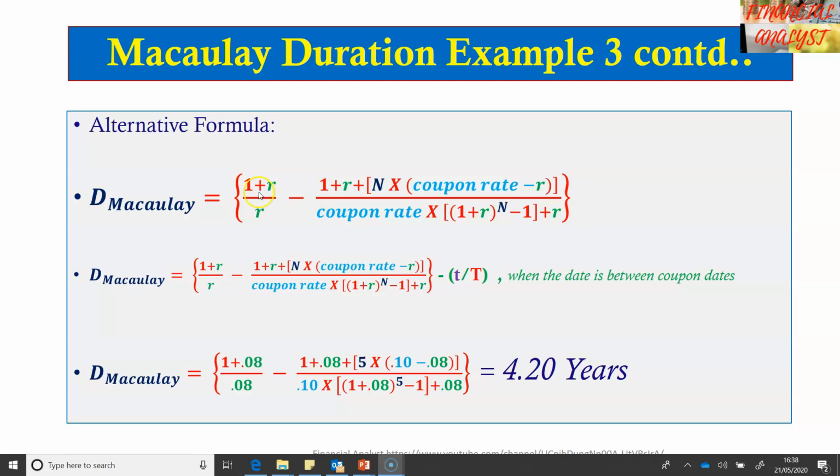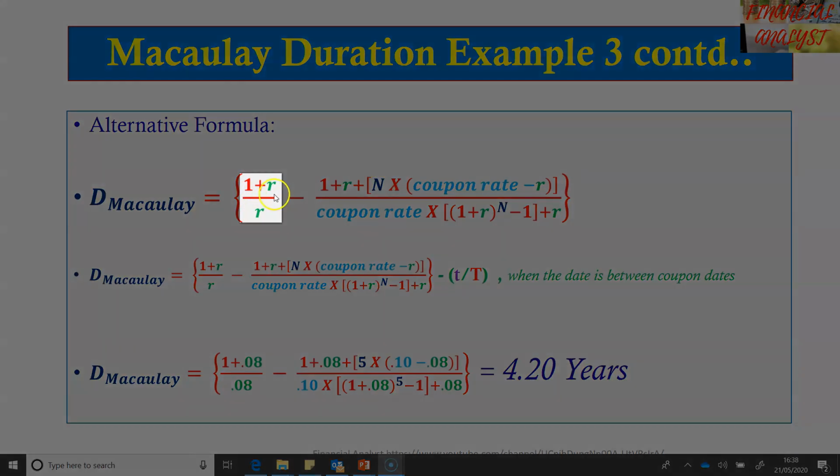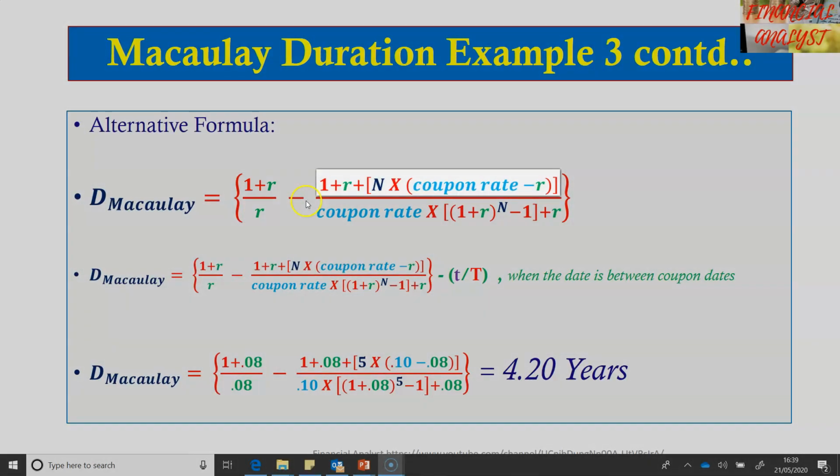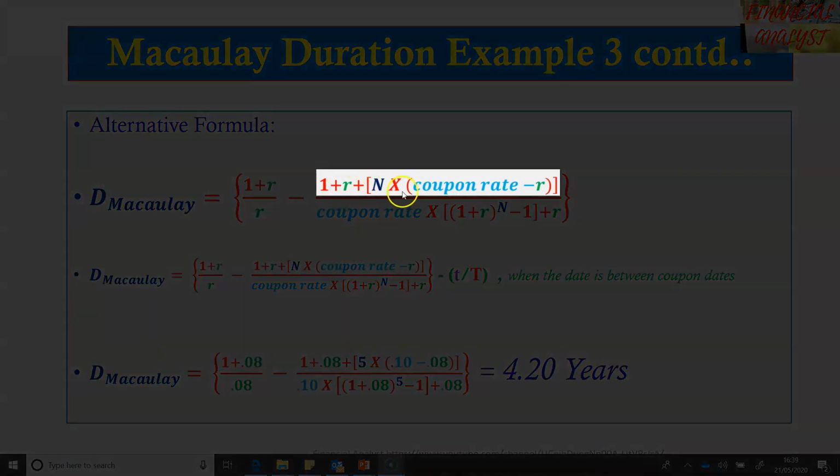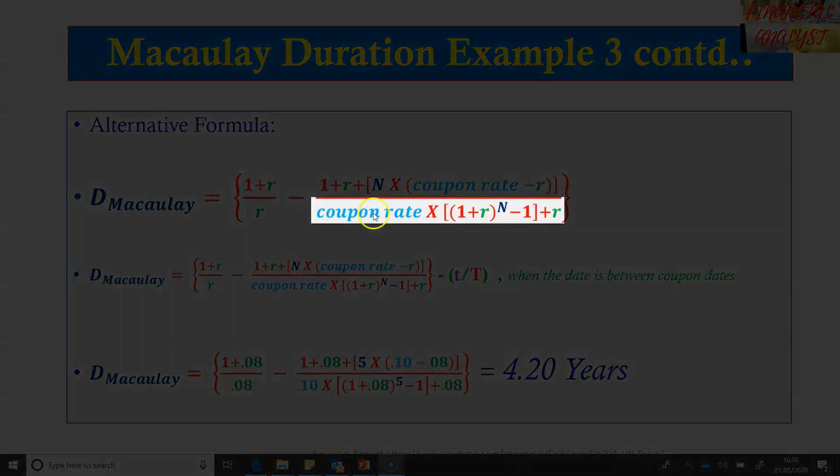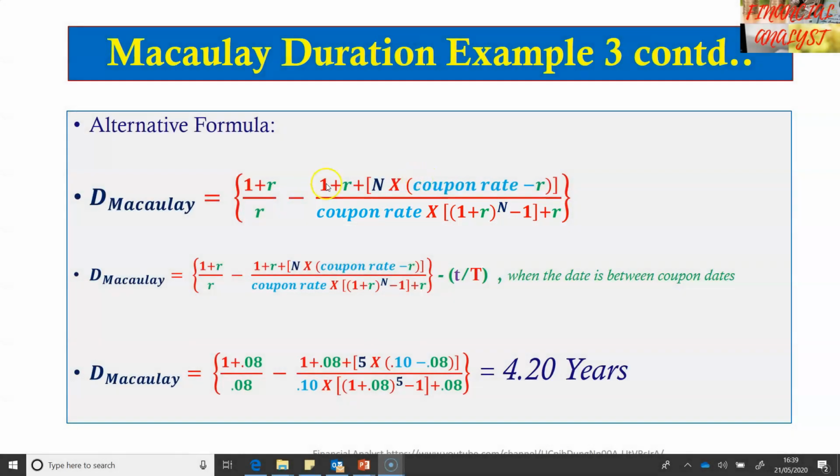To calculate Macaulay duration, we use this formula: (1 plus R) divided by R, minus (1 plus R plus N into (coupon rate minus the YTM, that is the discount rate)), divided by the coupon rate multiplied into ((1 plus R) raised to the power N minus 1). So we first solve this bit and then multiply it into the coupon rate and then add R, that is the YTM, with it. This formula assumes the par value of the bond to be equal to 1, so we will be using the coupon rate and R in percentages.